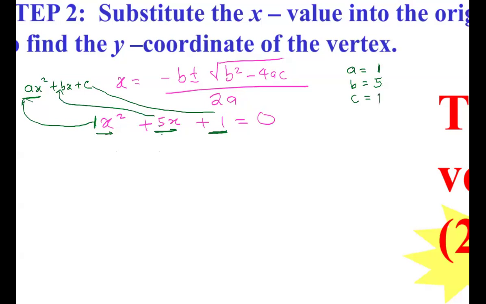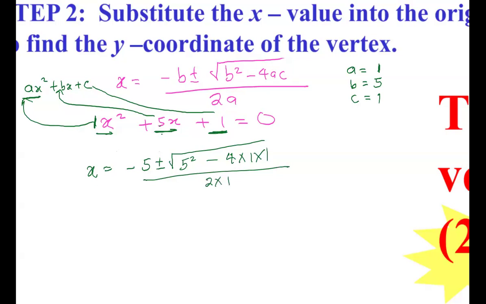So you now put that into this equation. It's going to be what? x equals minus 5, because b is 5, minus 5 plus or minus the square root of b squared. B squared is what? 5 squared is 25. You put 25 there, minus 4 times 1 times 1. So you just put 5 squared there first, so that you won't get confused. Everything over 2 times 1.